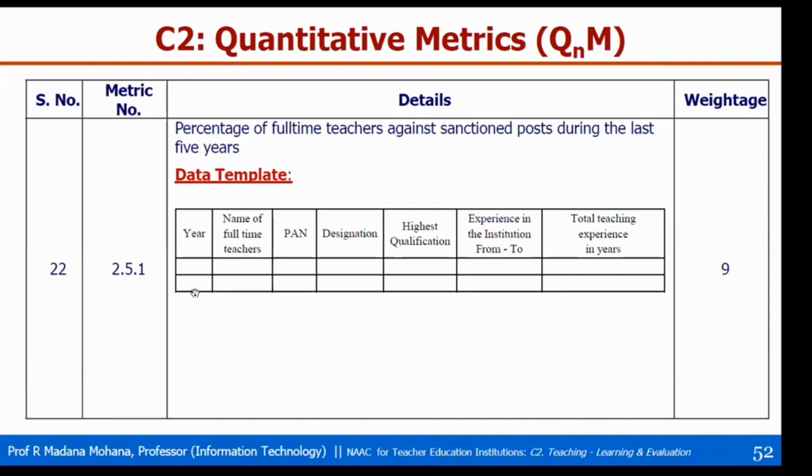As per the template, last 5 years, year-wise, the sanctioned post, then how many actual faculty are there. As per this template, you can provide year, name of the full-time teacher, PAN number is required, designation, highest qualification, experience in the institution from 2, starting to till, total experience. Total teaching experience in years. So your experience in the institution, in the same institution, you can provide from 2. So this is the data template.